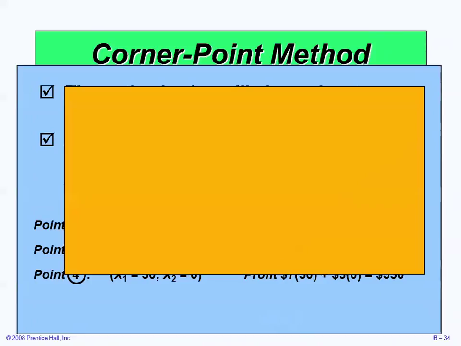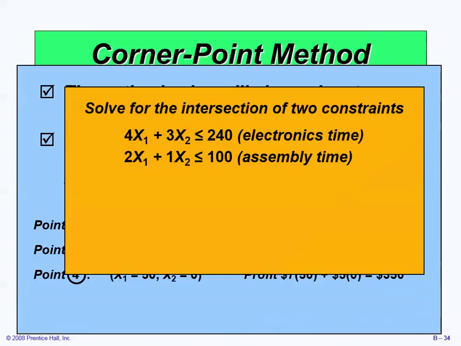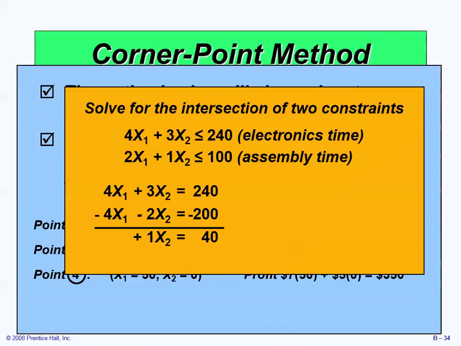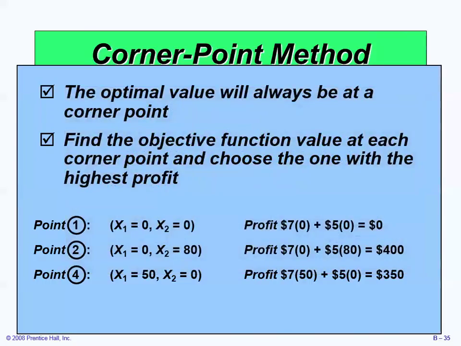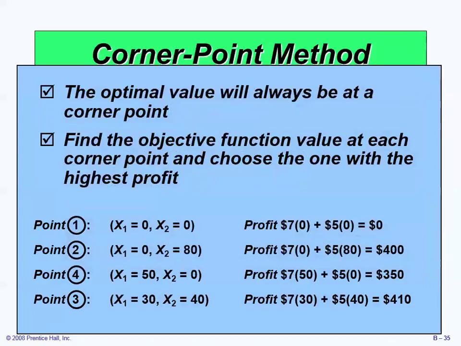And the last one is the intersection. How do we get the intersection of constraints? Well, we solve them simultaneously. So in this case, we have 4x1 plus 3x2 equals 240. We multiplied the other constraint by 2, so 4x1 plus 2x2 equals 200. When we subtract, we end up getting x2 equals 40. And when you substitute this back, you'll get x1 equals 30. So the corner point is 30, 40. When we substitute that into the objective function, we get 7 times 30 plus 5 times 40, which is 410.